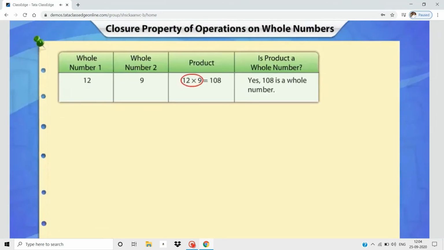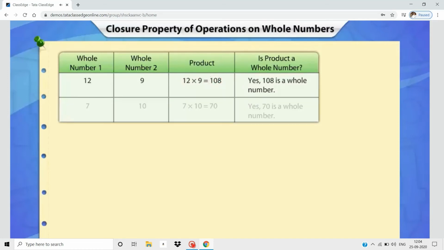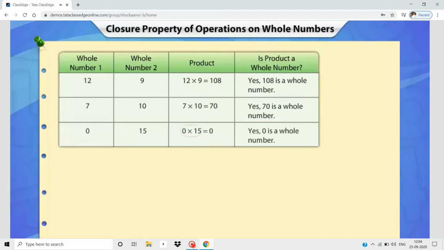Multiplying 9 and 12, we get 108. 108 is a whole number. The product of 10 and 7 is 70, which is again a whole number. Similarly, the product of 15 and 0 is 0. And 0 is a whole number.